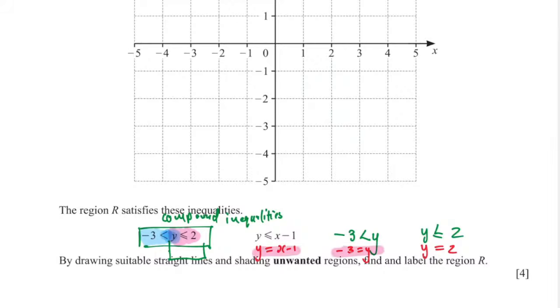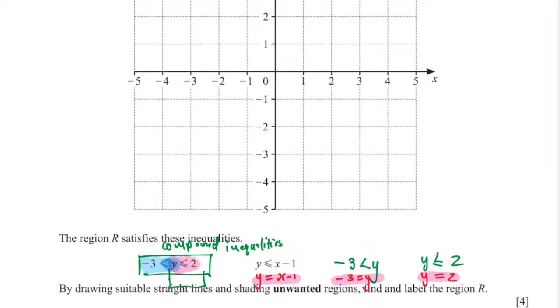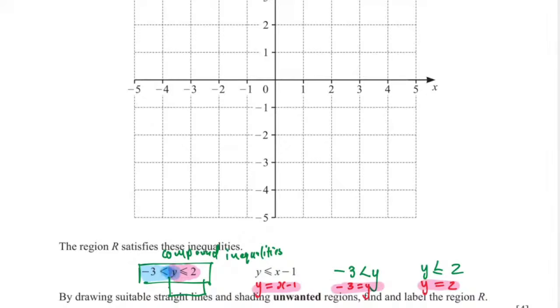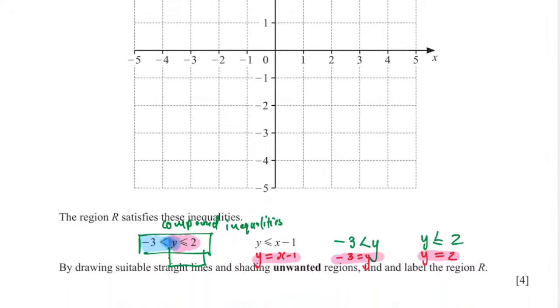You do not sketch inequalities. I will be seriously disappointed if I have students who see a question which says sketch the region that satisfies, by drawing suitable lines, and try to use an inequality to draw lines. You need to make them into equations. Smart students, come on, I'm depending on you. You do not draw a line of an inequality. There's no such thing. Inequality is the region after the line.